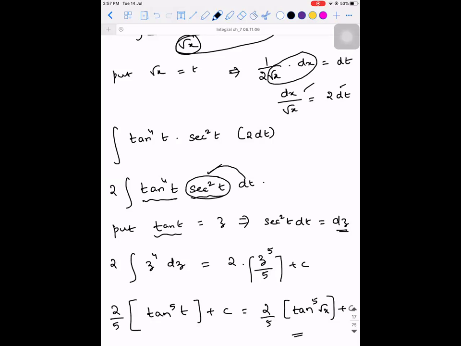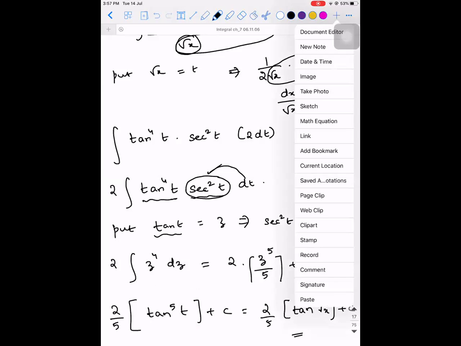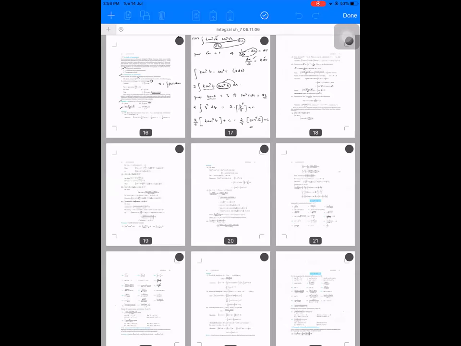Sir, if this is done, is there any other method we can solve it? Yeah, there is another method. Done, sir? One minute, sir. Let me know once you're done.